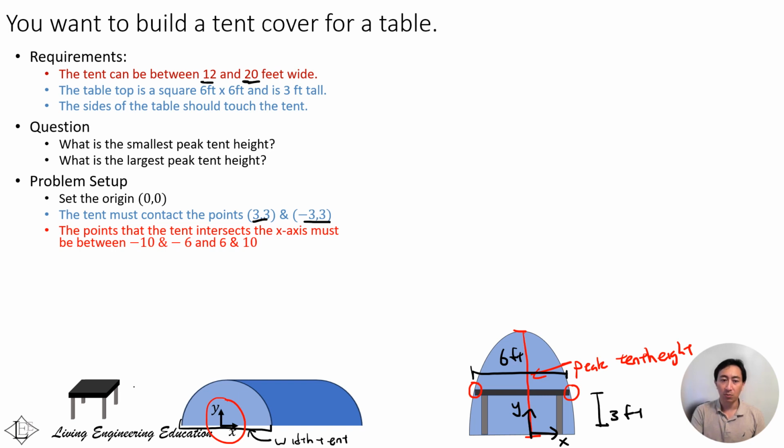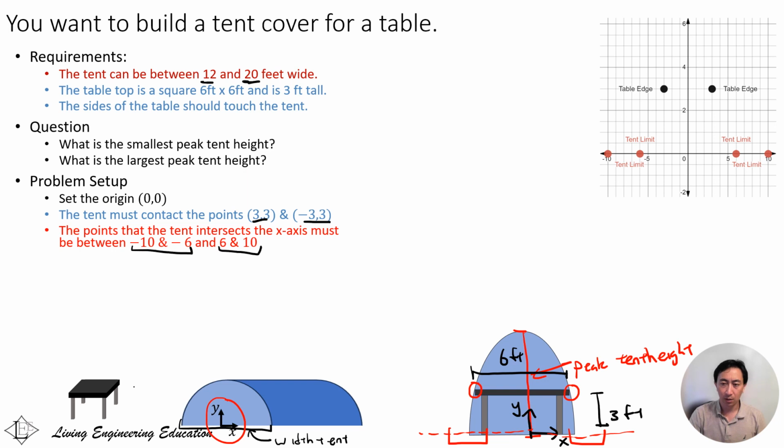We're going to do the same thing for the width range. Negative 10, 6 and 6, 10 are going to be our intercept points for the x-axis. We know that because our x-axis is down here where y equals 0, so it's at the floor. So that's going to be the range. So it's going to be negative 10 to negative 6 on one side and 6 to 10 on the other side. So we'll see how we deal with ranges in a second.